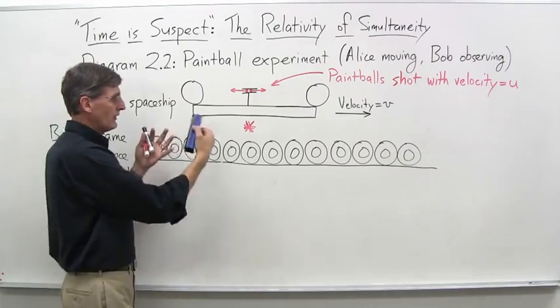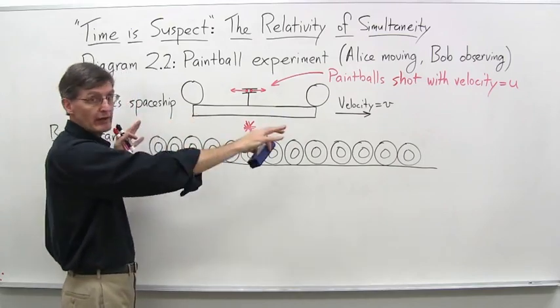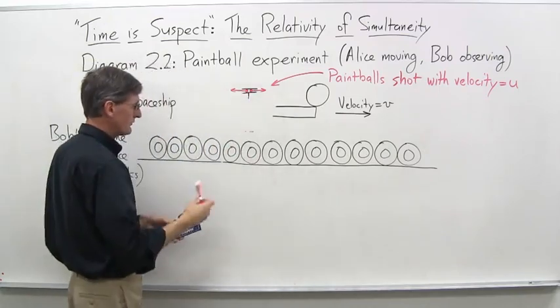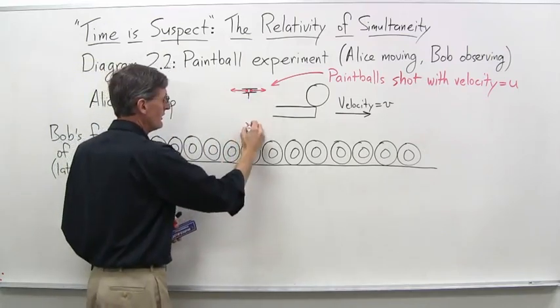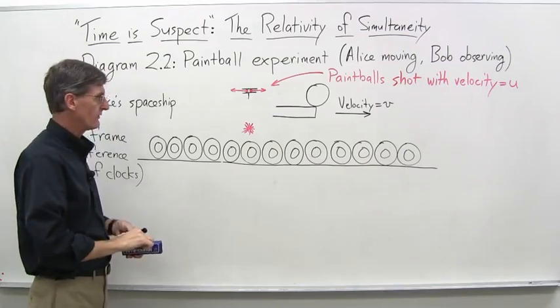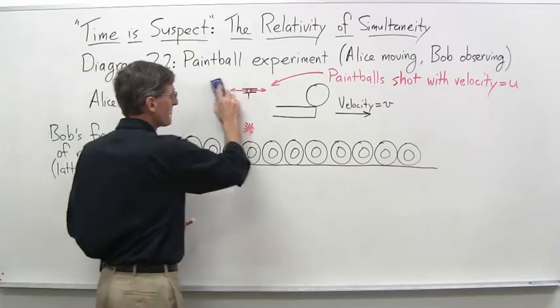So okay, now paintballs have been shot. Alice is moving. The paintballs are in transit toward the two clocks. And so, oops, we don't want to erase this. This stays there. This is a permanent feature now, that little flash of smoke or something that indicates that's the location where the paintballs were shot.